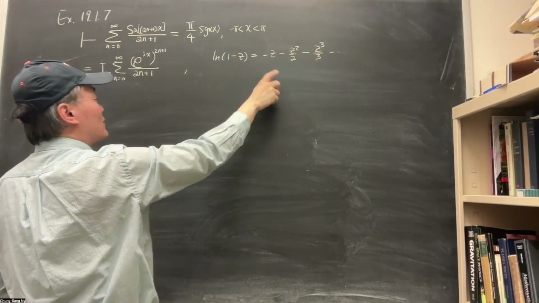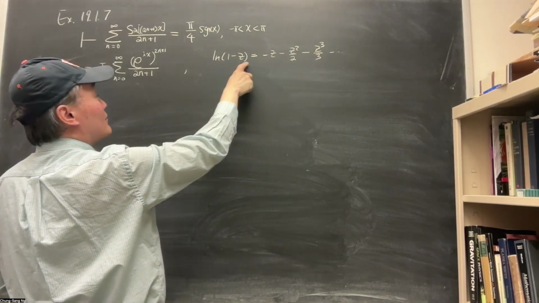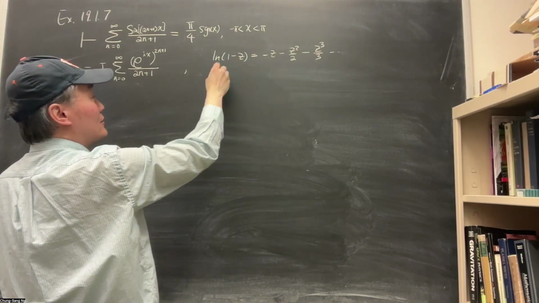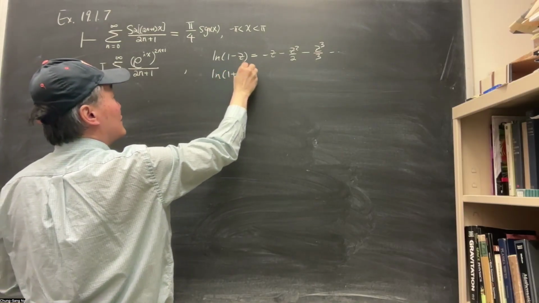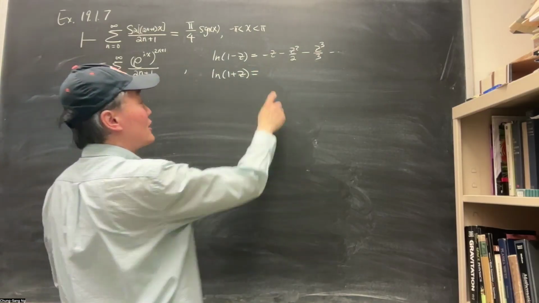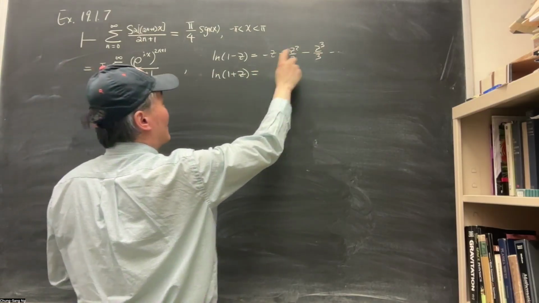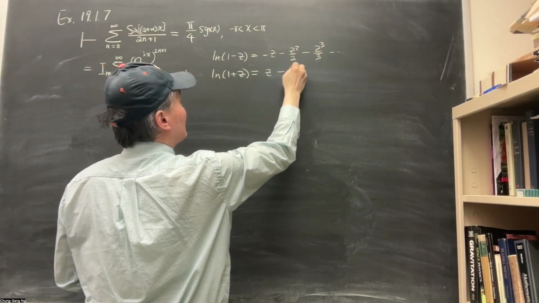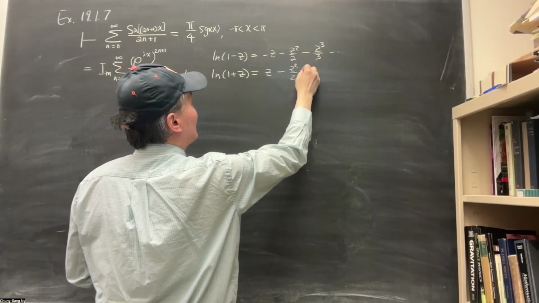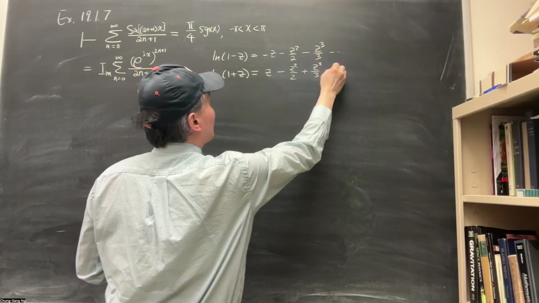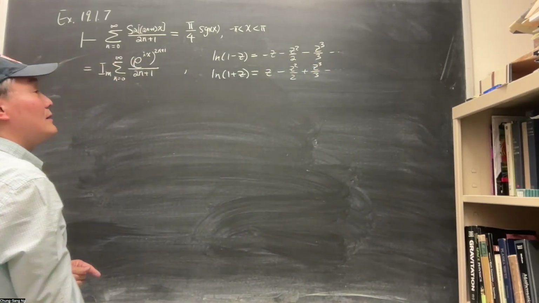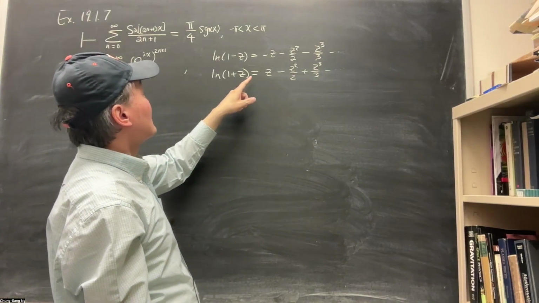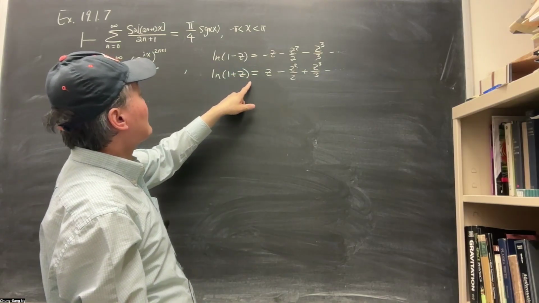Then we did that by doing a simple Taylor expansion. But from this, you can also get, if you change z to minus z, this becomes log 1 plus z. Then basically, you just change the sign of all the odd power terms. So this becomes z, this becomes minus z squared over 2, this becomes plus z cubed over 3, and so on. Right.